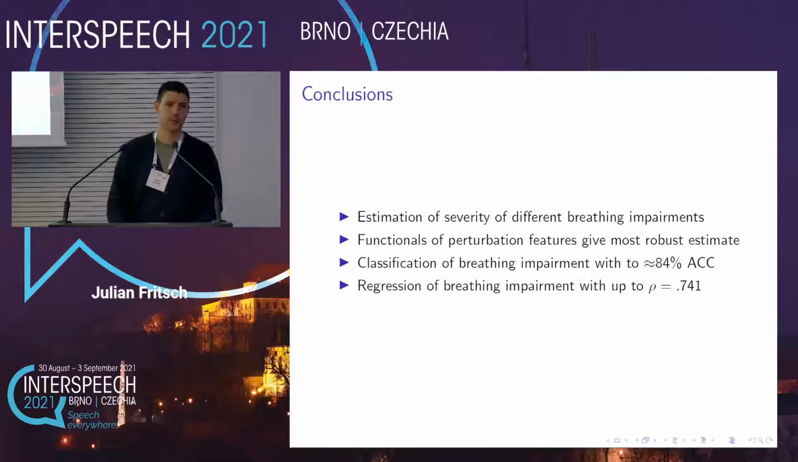Now to my conclusions. We propose to estimate the severity of breathing impairment. We observed that the functionals of perturbation features give the most robust estimate, and overall we had a classification of breathing impairment with up to 84% accuracy, and the regression of breathing impairment with Spearman's correlation of 0.74. Thank you.